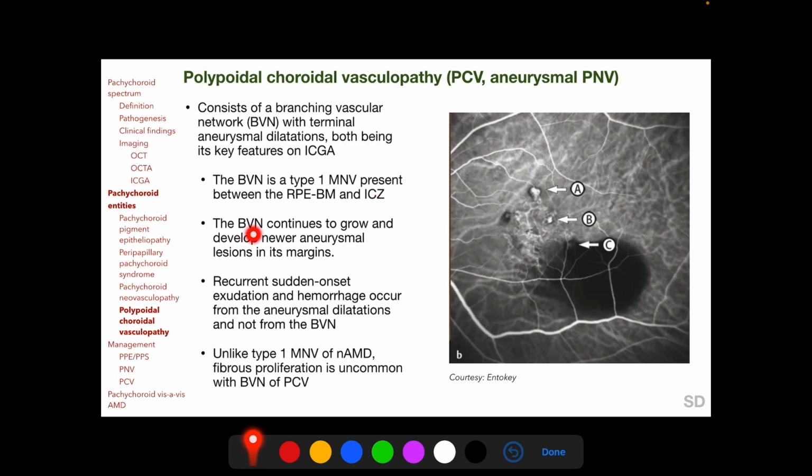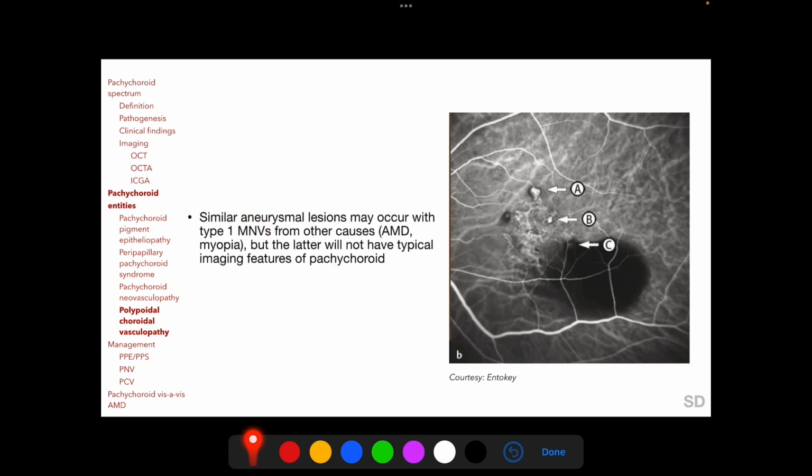The branching vascular network continues to grow and develop newer aneurysmal lesions in its margins over time. Recurrent sudden onset exudation and hemorrhage occur from the aneurysmal dilatations and not from the BVN itself. Unlike type 1 MNV of neovascular AMD, fibrous proliferation is uncommon from the branching vascular network of polypoidal choroidal vasculopathy. Similar aneurysmal lesions may occur along with type 1 MNVs from other causes such as age-related macular degeneration and myopic maculopathy, but these will not have the typical imaging features of pachychoroid.